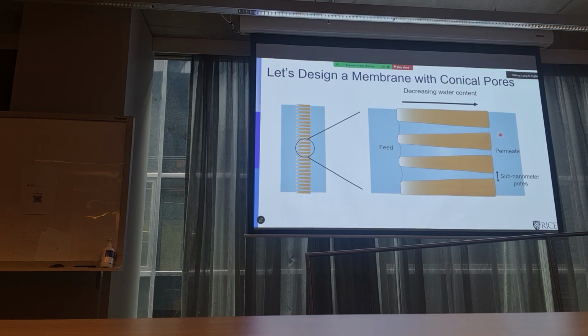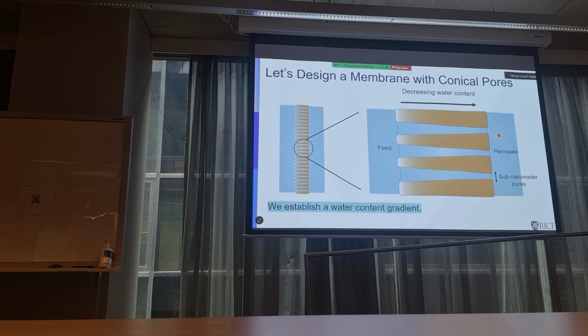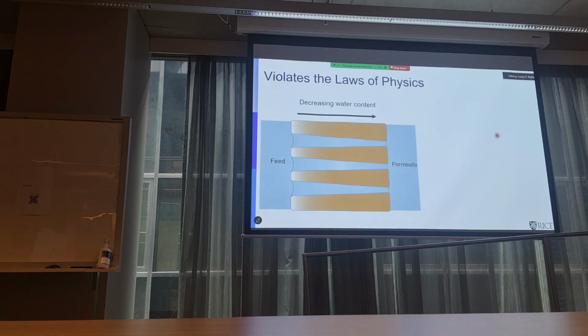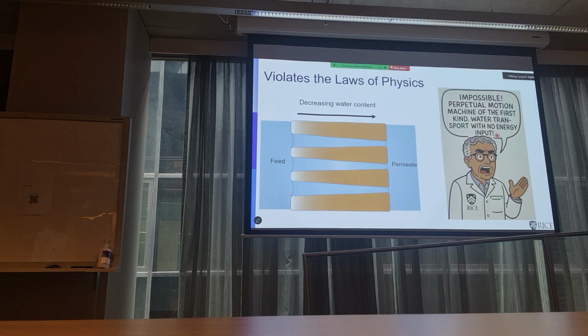And these are sub-nanometer pores. So we establish a water content gradient here just because you can design it, without even pressure, no pressure. So the question: will water flow through the membrane because there is a water content gradient? Is it true? There's a water content gradient here. Of course the water will not flow through the membrane because you would violate the laws of physics. It's impossible. This would be a perpetual motion machine of the first kind. Water would flow with no energy at all. It doesn't make any sense. So with this water content gradient, you can get very erroneous results.